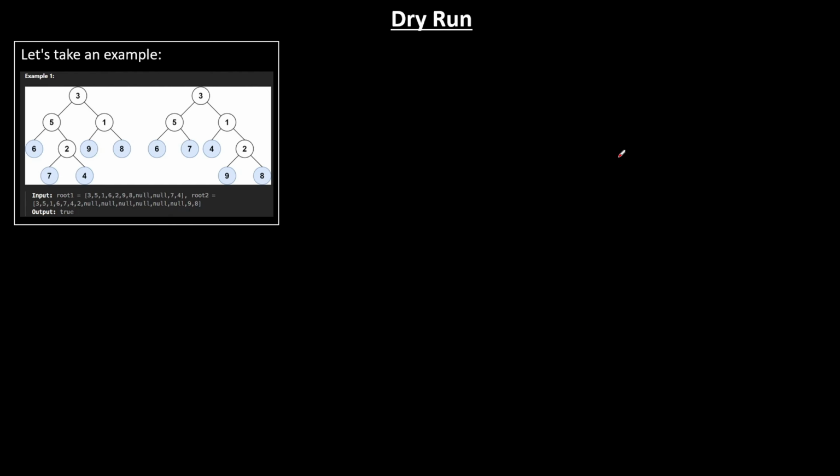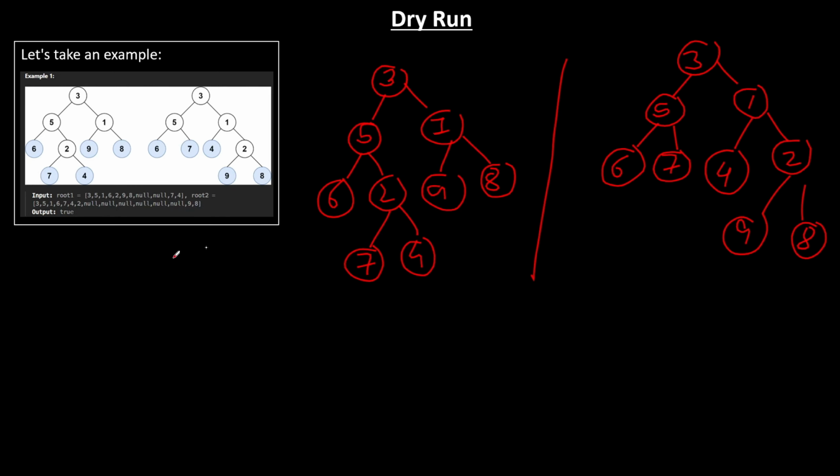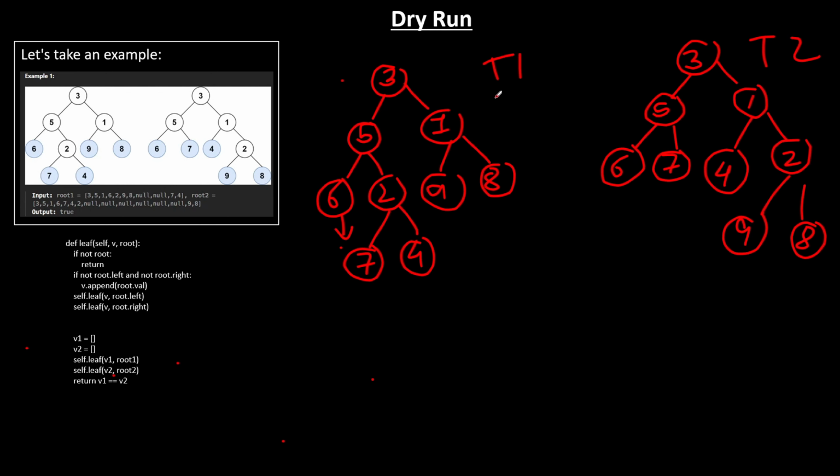Now, since we have the understanding of the code, let's look at the dry run of the example. Fine. Let me draw the tree itself here again. Okay. Now I have drawn the trees here, tree 1 and tree 2. Great. I have brought down the code here basically to make it much easier for you to understand. So let me write here v1. Let me write here v2.